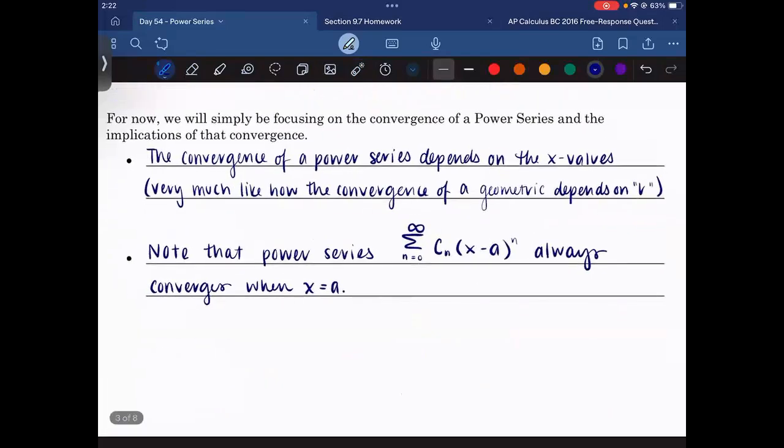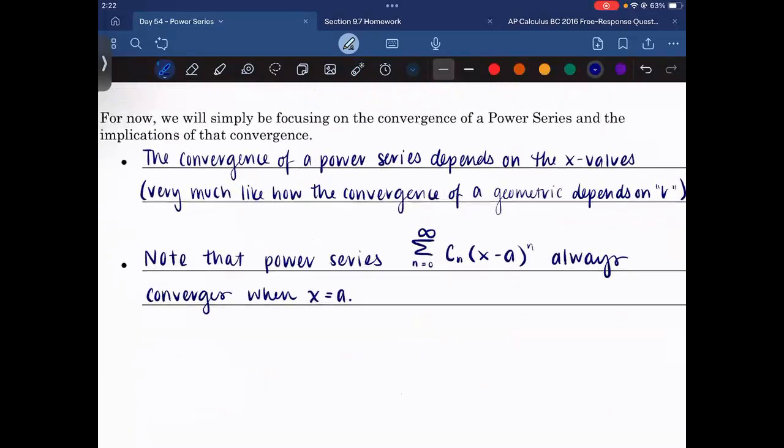Okay, so for now, we're going to be focusing on convergence of a power series and the implications of that convergence. So this first bullet point here, the convergence of a power series depends on the x values, very much like how the geometric series depends on our r value. And then note that power series always converges when x equals a, right? So if these are the same, then this would be 0, and it's going to converge to 0.